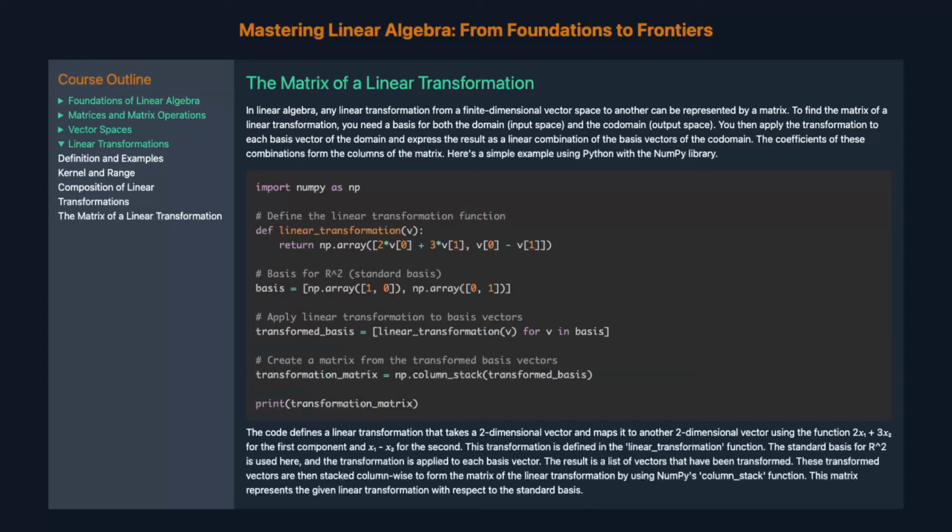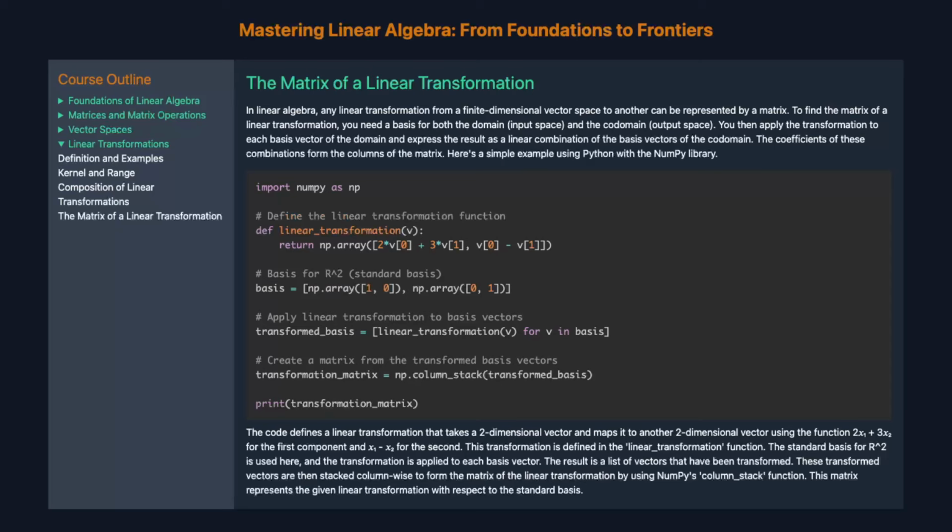In linear algebra, any linear transformation from a finite-dimensional vector space to another can be represented by a matrix. To find the matrix of a linear transformation, you need a basis for both the domain, the input space, and the codomain, the output space. You then apply the transformation to each basis vector of the domain and express the result as a linear combination of the basis vectors of the codomain. The coefficients of these combinations form the columns of the matrix.